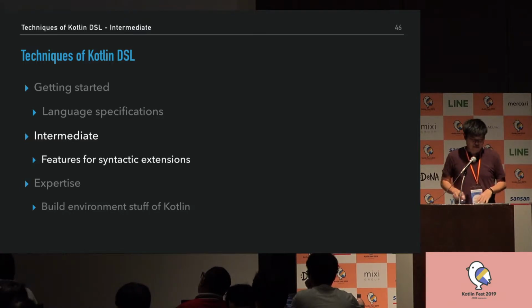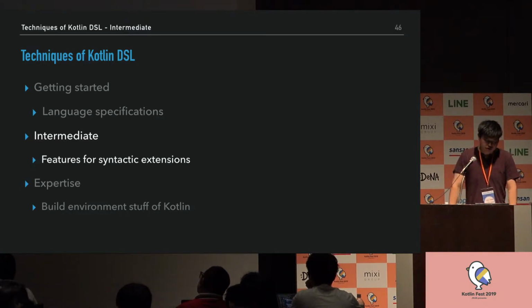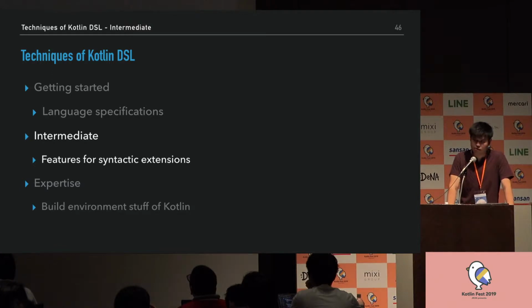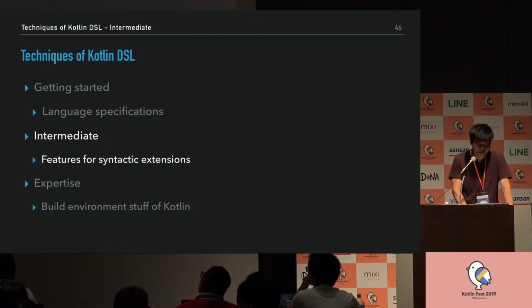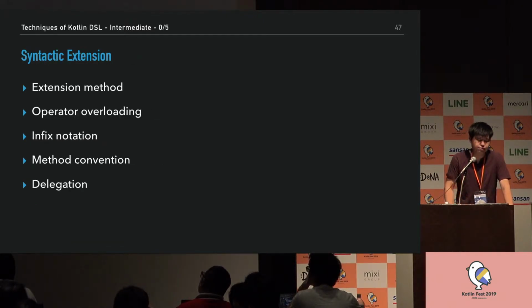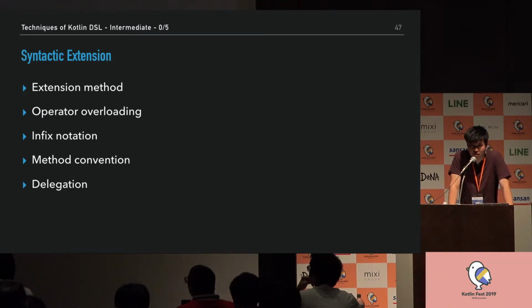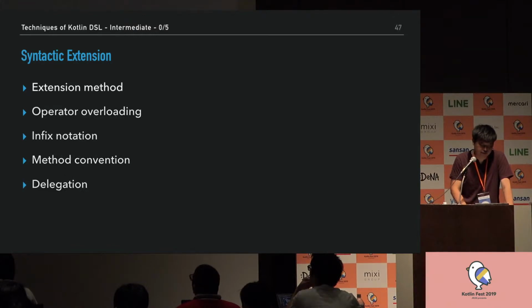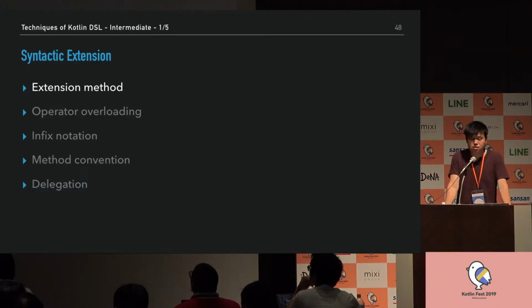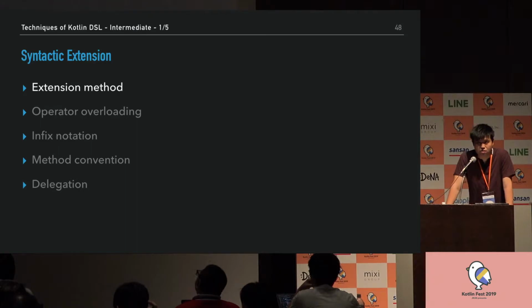Let's go to the intermediate level. Features for syntactic extensions will be a great help for the expressiveness of your Kotlin DSL. Kotlin has many features to extend its syntax. I will explain 5 features with some examples. Let's see them one by one. The first thing is extension method.